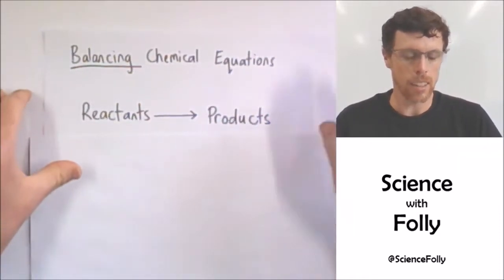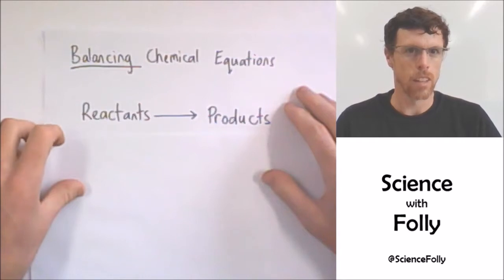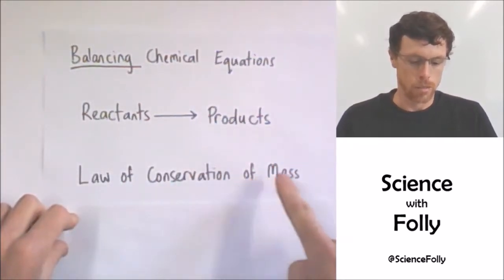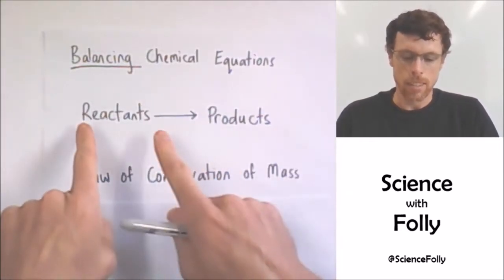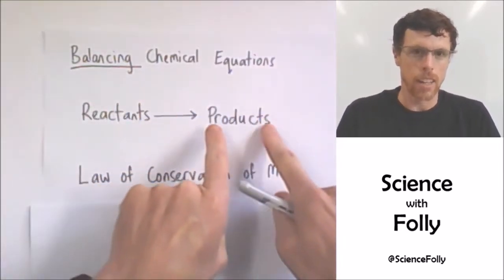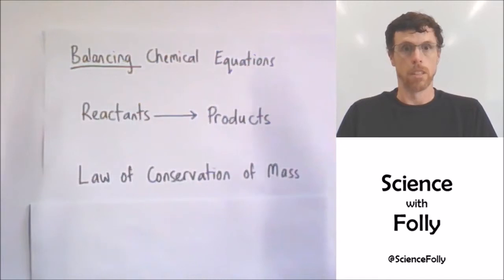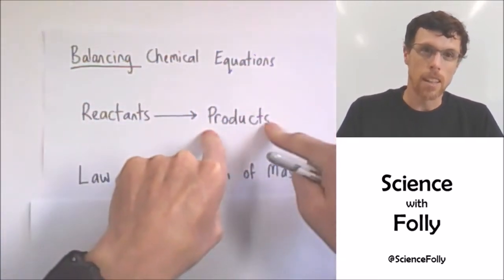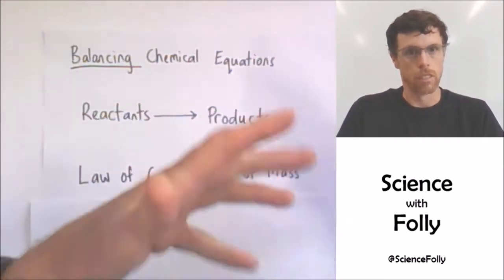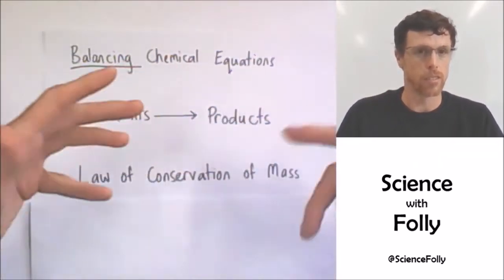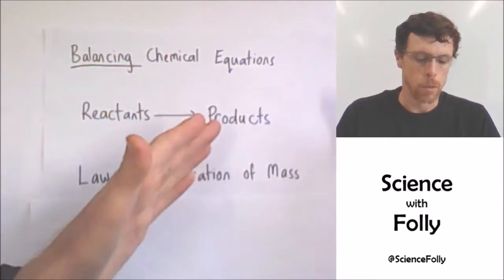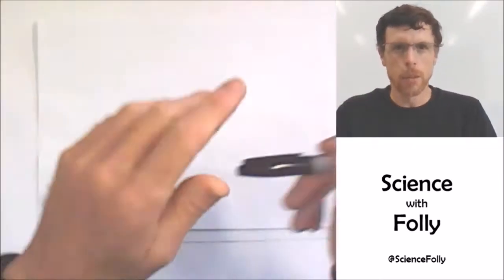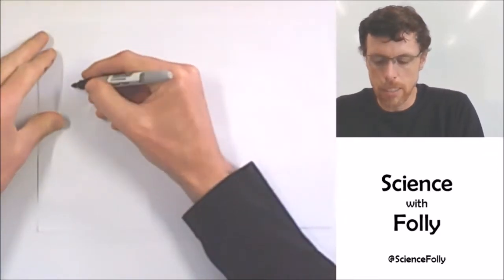Now, chemical reactions and chemical equations are based on the law of the conservation of mass. And that states that the reactants have to equal the products. Pretty simple. The same amount of stuff on this side has to be on this side too. Of course, it is reacted and changed into different things, but we still have the same amount of mass on each side. So let's start with a really simple chemical reaction.